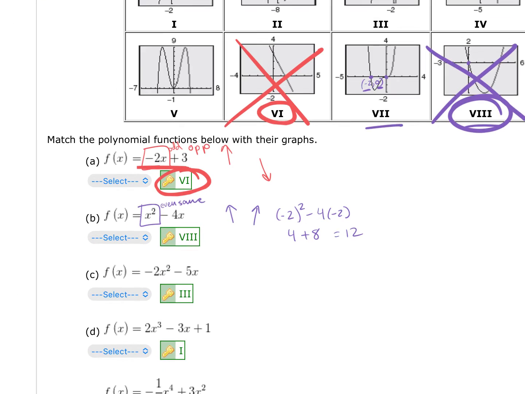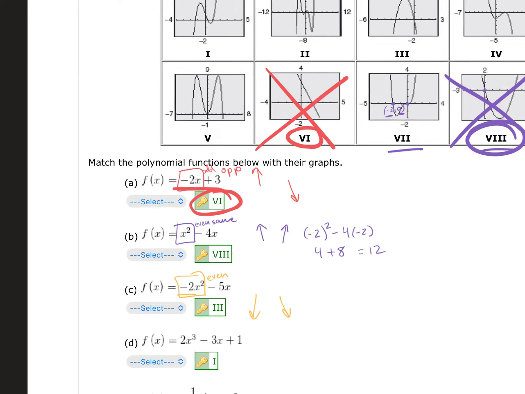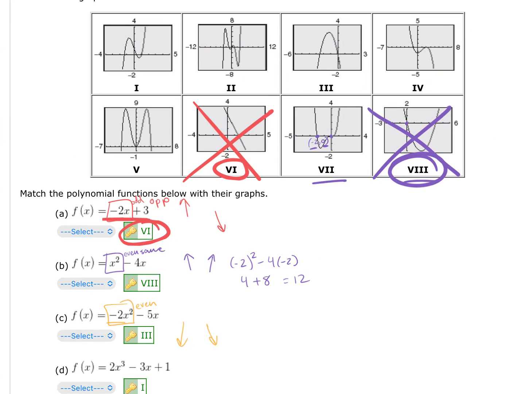So let's look at C. Which term am I looking at here? Negative 2x squared. Is it even or odd? It's even, so same direction or opposite direction? Same. Is it positive or negative? Negative. So what's the right arrow going to do? And what's the left one going to do? Down. Since it's even, they go in the same direction, so it's down and down. So looking at our graphs, which one goes down and down?